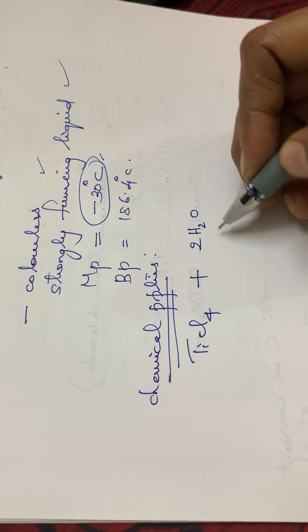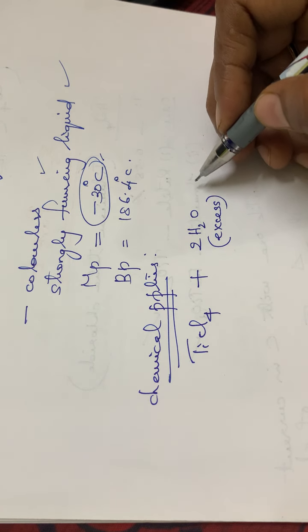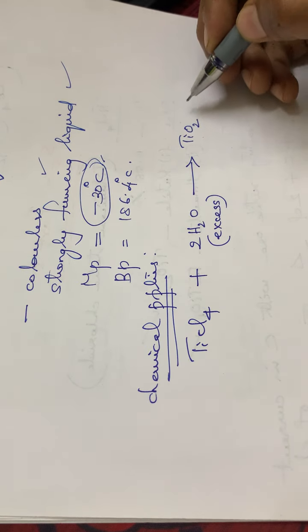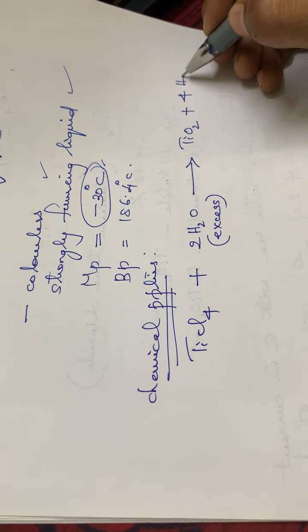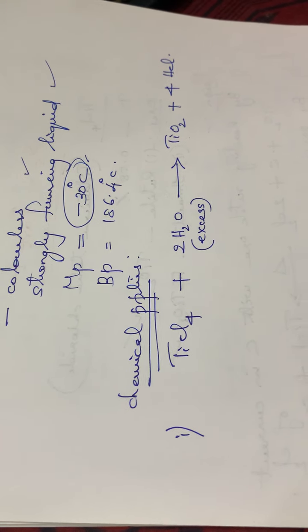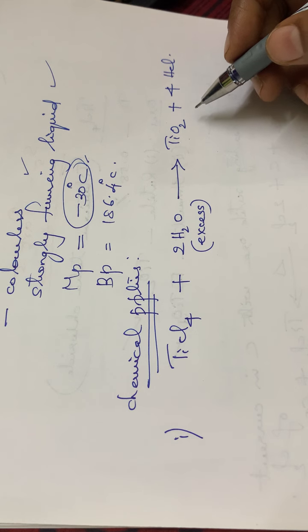Hydrolysis means excess of water. Here water will be in excess. So TiCl4 plus 2H2O, the product will be TiO2, titanium dioxide, plus 4HCl. So this is one of the reactions of the first chemical property. On hydrolysis, in presence of excess water, we will be obtaining titanium dioxide.